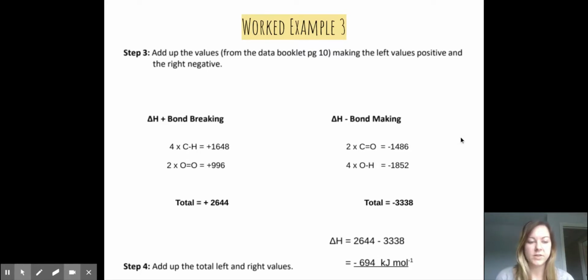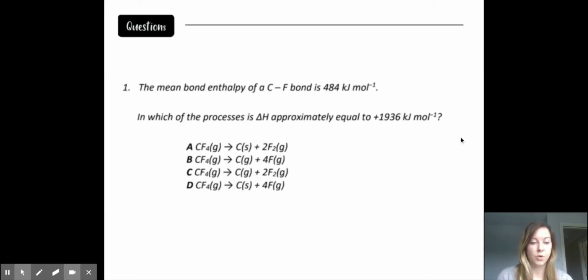So as you can see, every time you answer these questions, you just do the 4 steps in that order. Make sure you double check all of your numbers and all of your bonds, and you should always come out with the correct answer. So what we're going to do now is attempt to do some questions on bond enthalpy just to make sure that we understand the concept. As always, if you would like to, you should try and complete the questions before we go over the answers to make sure that you're trying to figure it out yourself, and then self-mark when we go over the answers.